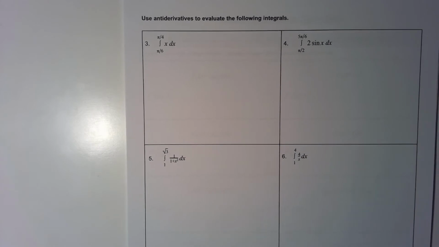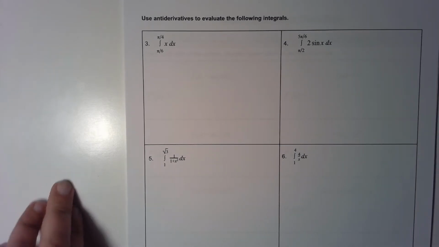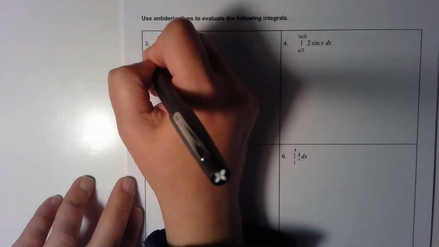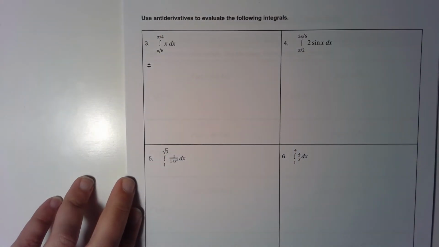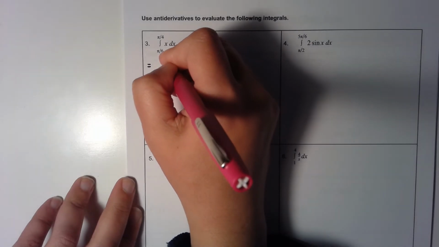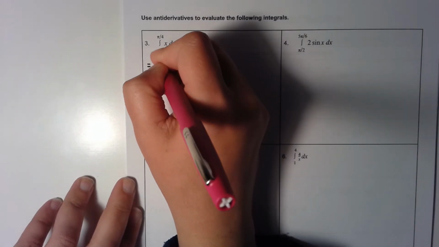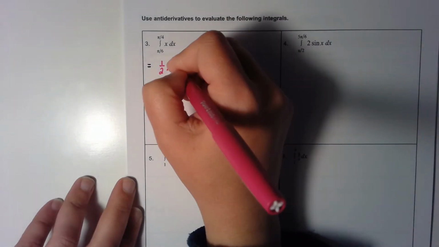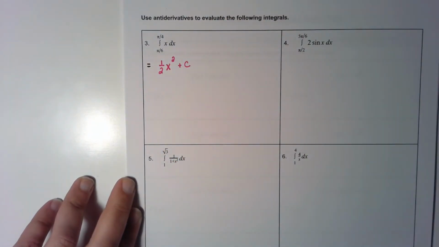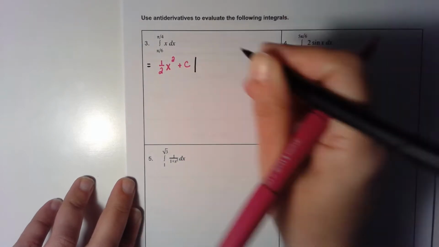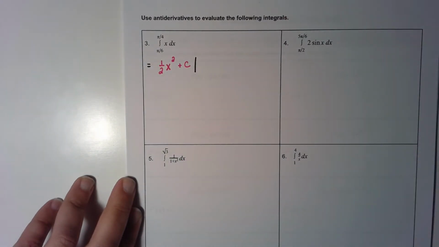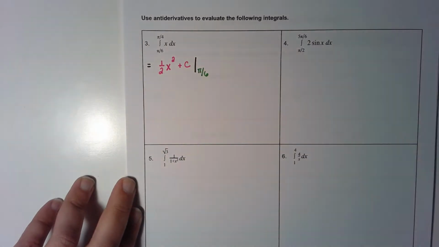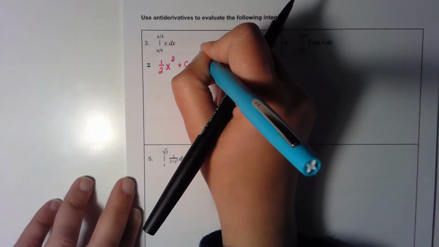So the next example says the integral from pi over 6 to pi over 4 of x dx. Step number 1 is going to be to do the antiderivative. Now the antiderivative of x would be x squared, and then I need to divide by 2, so I would have 1/2 x squared plus c, and I'm going to evaluate that between my lower bound, which is pi over 6, and my upper bound, which is pi over 4.